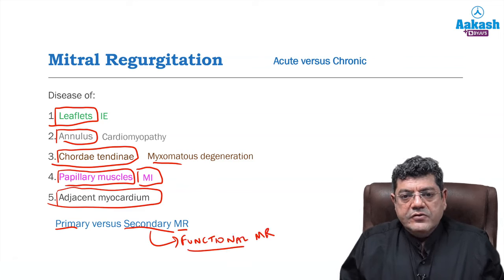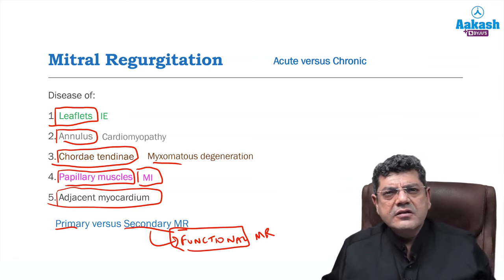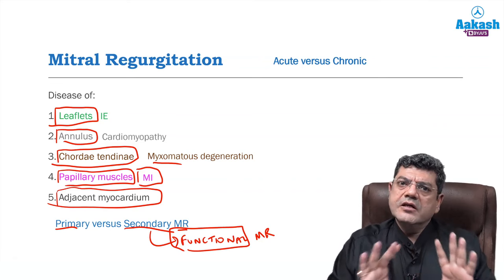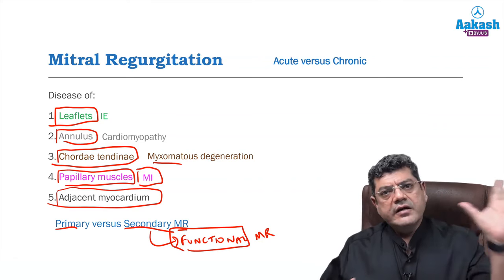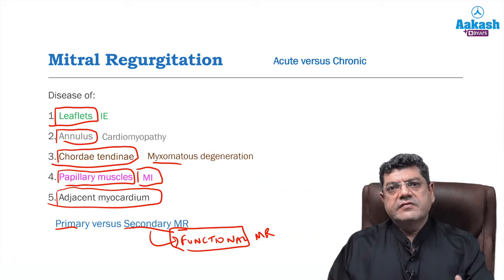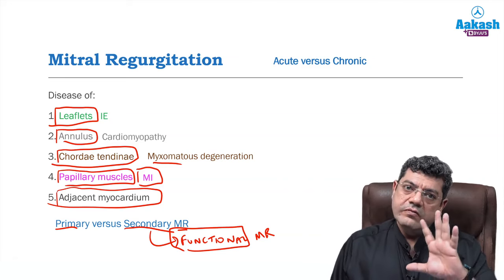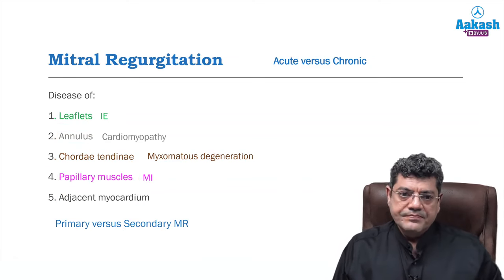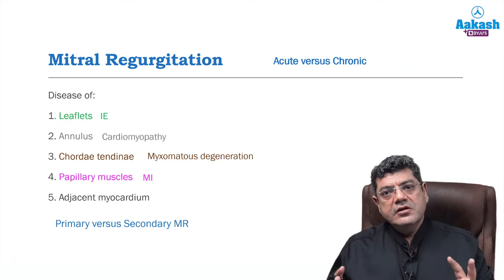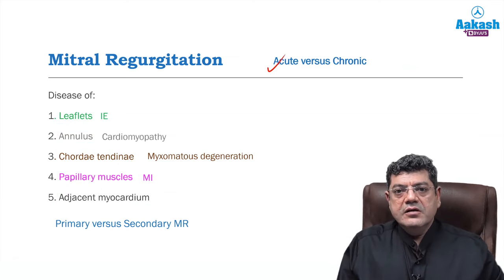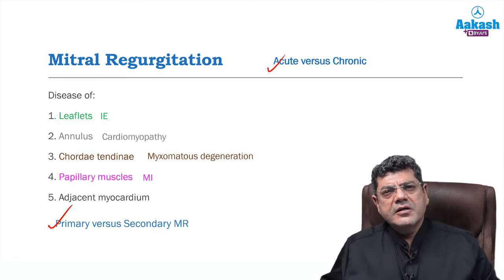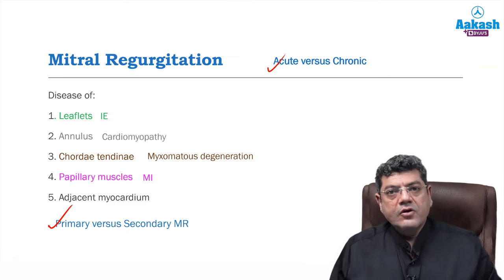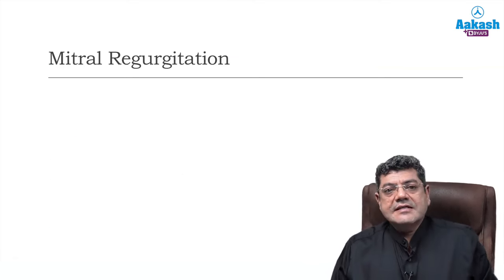Please don't be confused by the terminology functional. It does not mean that it is not hemodynamically significant, or that it is secondary to another valvular lesion or excessive flow. No, it can be overwhelmingly significant and worsen the left heart function in these patients. So, distinction into acute versus chronic MR and primary versus secondary MR, because that's how you approach treatment of these patients. More on this as we keep discussing.